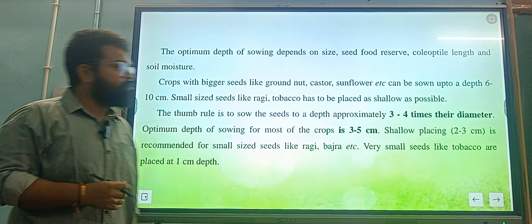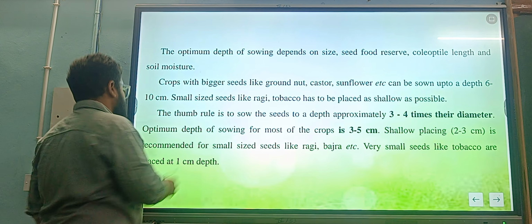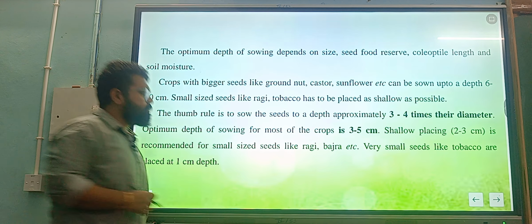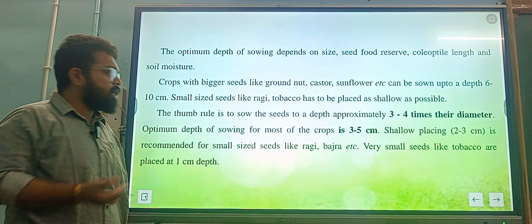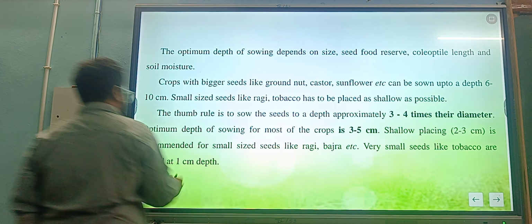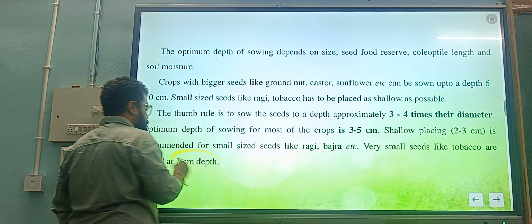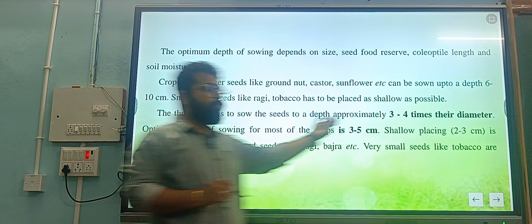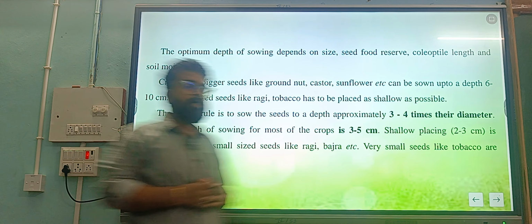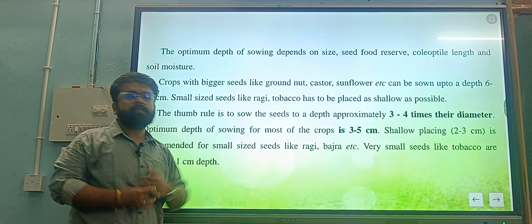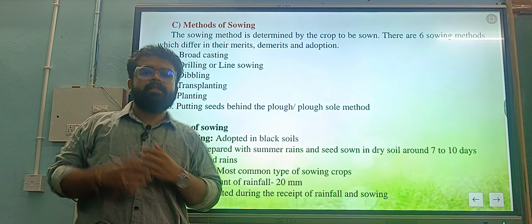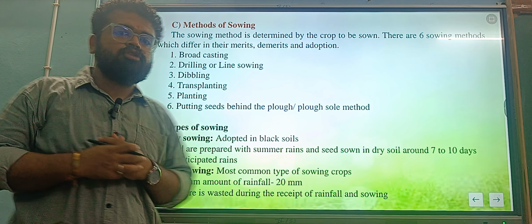A shallow depth of 2 to 3 centimeters is recommended for small seeds such as ragi, bajra, sesamum, and very small seeds like tobacco should be placed at 1 centimeter depth. Generally, the thumb rule is 3 to 4 times the diameter of the seeds, and the optimum depth of sowing is 3 to 5 centimeters. The size of the seeds determines the depth of the sowing.